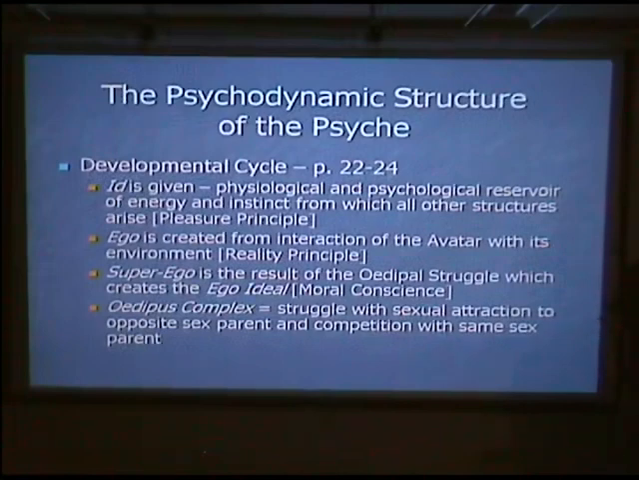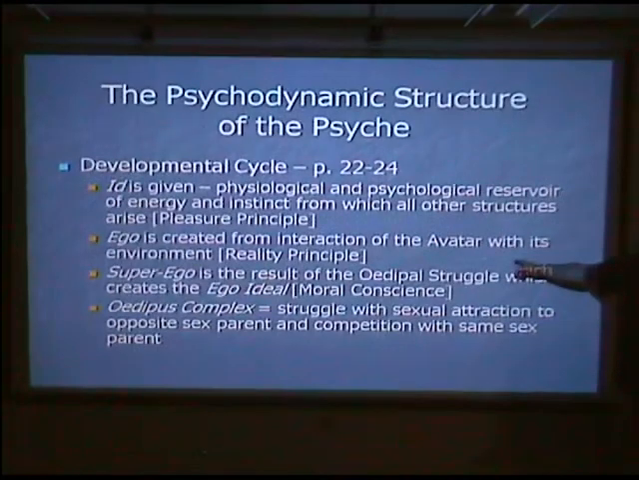The child at the beginning is nothing more than a collection of sexual energy and unconsciousness. That's what the infant would be. Physiological and psychological reservoir of the energy and the two instincts from which all other structures arise. And the id is controlled and dominated by the pleasure principle. It wants pleasure at all costs. So it will seek pleasure at the expense of every other need or desire or anybody else that gets in its way.